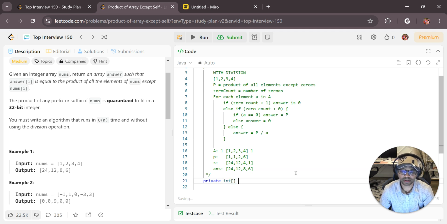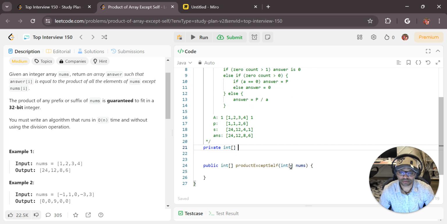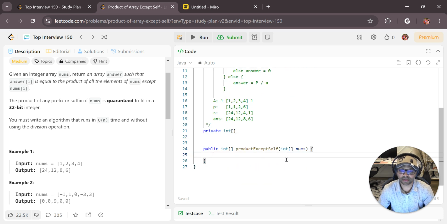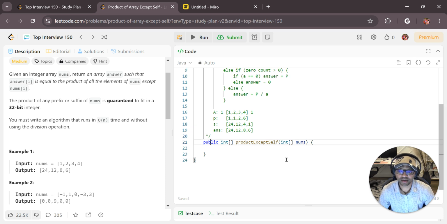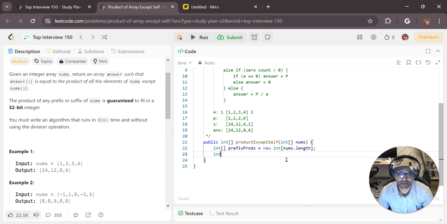So let's say, actually, we can just write it here. Actually, I don't know why I was creating a helper. Oh yeah, I think I know why. They've given a challenge, right? Can you do it without extra memory? So that's why I was thinking to do 2 versions, but we'll get there. Let's just write it here for now. So what we are doing is we are saying prefix prods equal to new int nums dot length, right?